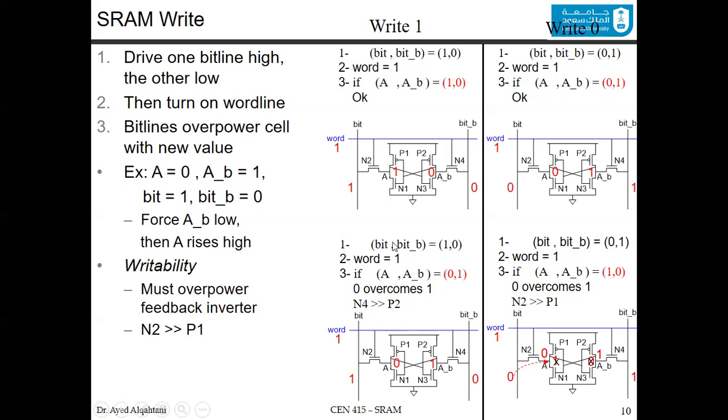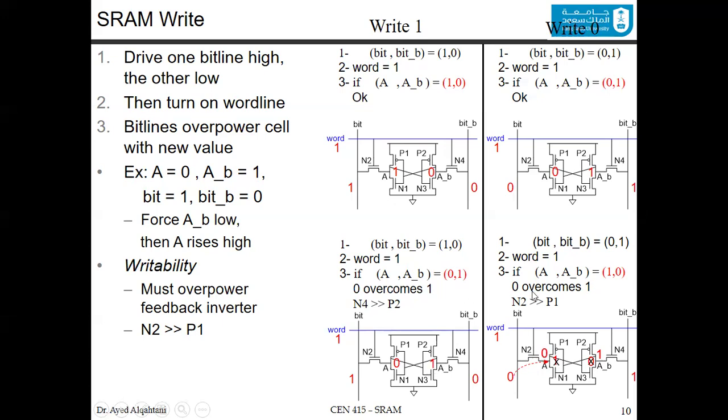So in this example, we are trying to write a 1. You have 1 in bit. You have 0 in bit bar, and what's inside the cell, A is equal to 0 and A bar is equal to 1. Now what happens, we will do the same as the read. We want the 0 to overcome the 1. So in the SRAM, always we are looking for this property. We want the 0 to overcome the 1.